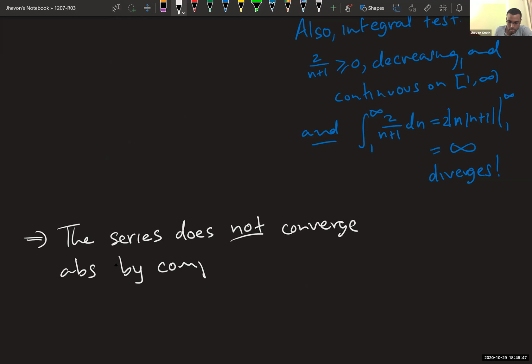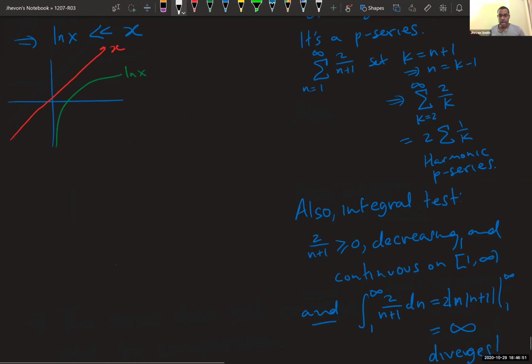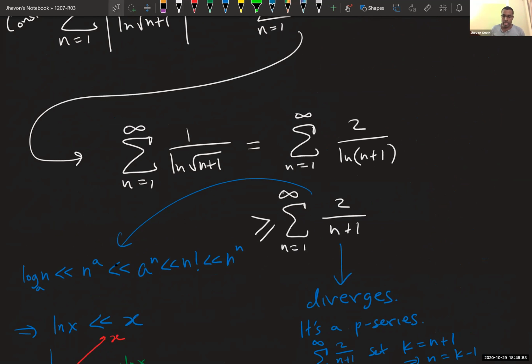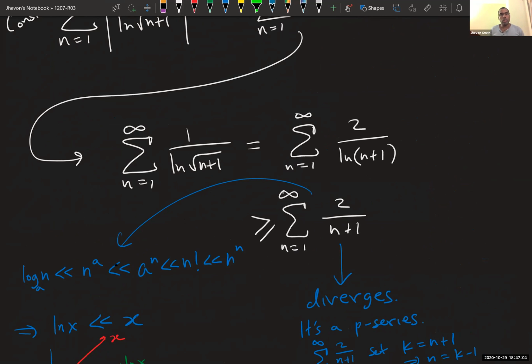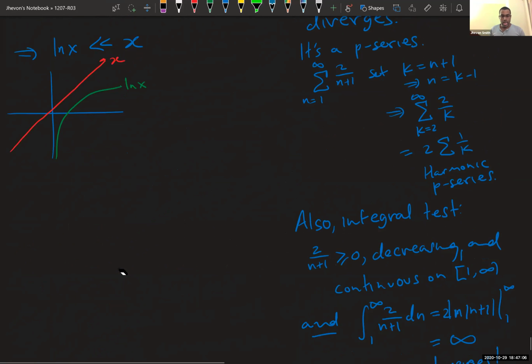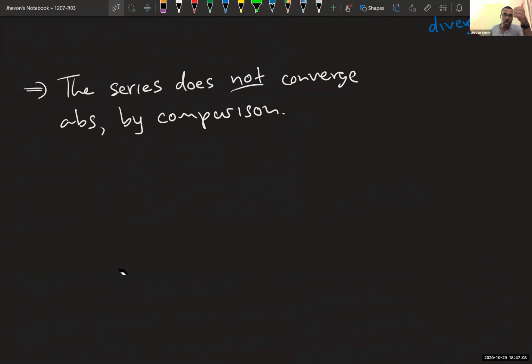By comparison. I know that because this guy diverged and he is smaller than that guy up there. So when the smaller series diverges, the bigger series will obviously diverge. So now we're in a situation where the test for divergence was inconclusive. I move down to check for absolute convergence. That doesn't work out.